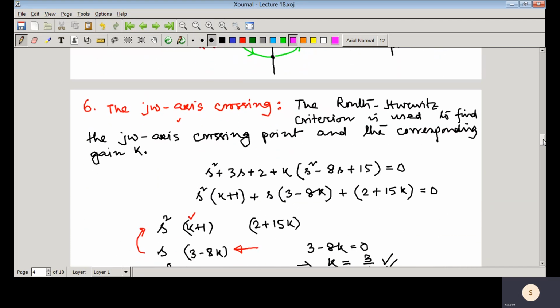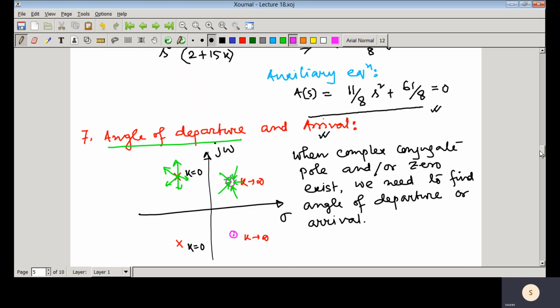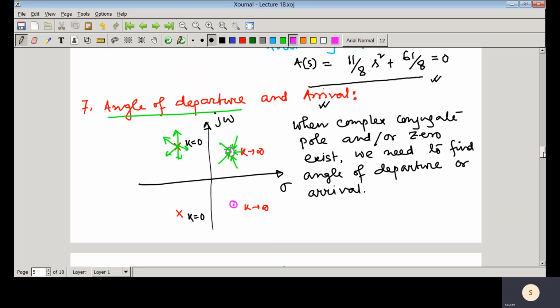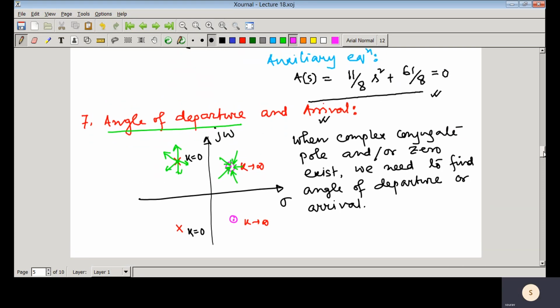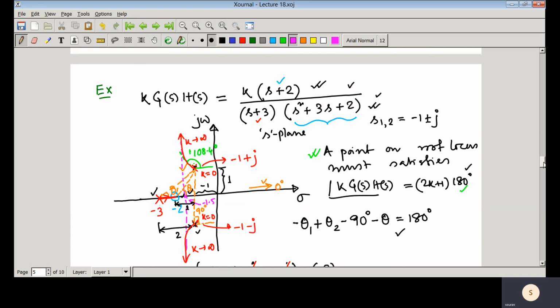And then the sixth one is the j omega axis crossing. We can find it by applying the Routh-Hurwitz criterion. The seventh one is the angle of departure and angle of arrival. That concept comes into the picture whenever we have imaginary poles and zeros, that means complex conjugate poles and zeros.